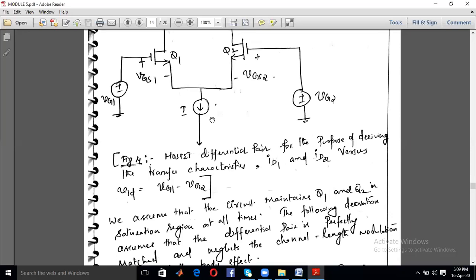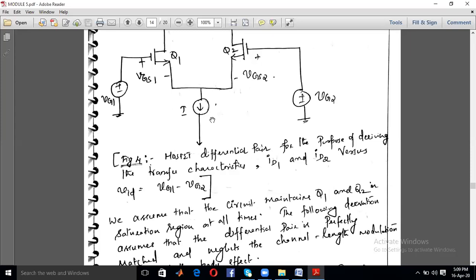The current is nothing but ID. There are two output currents, the drain currents ID1 and ID2. How do those two output currents vary with respect to VID? VID is the differential input, which is VGS1 minus VGS2. With respect to change in VID, what will happen when VID becomes 0? When VID becomes much more positive? When VID reaches the extreme value root 2 VOV? We are trying to plot that graphically. That is the importance of large signal analysis of a differential amplifier.